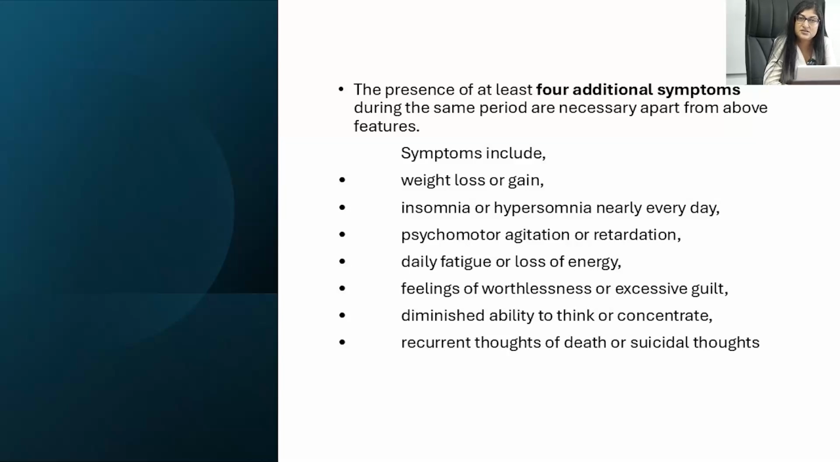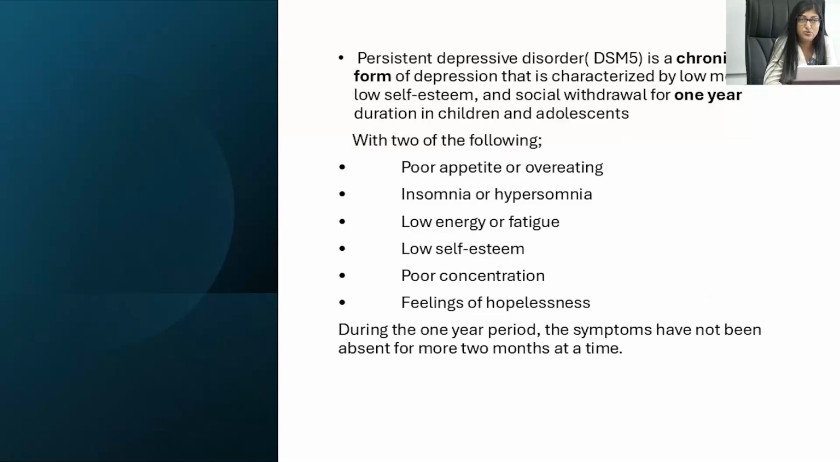So what is persistent depressive disorder? This is a chronic form of depression that is characterized by low mood, lack of self-esteem, and social withdrawal for almost a year. And 2 of the following criteria have to be there: insomnia or hypersomnia, fatigue, agitation, low self-esteem, poor concentration, feeling of hopelessness. So this is the other end, the more chronic type of depression.